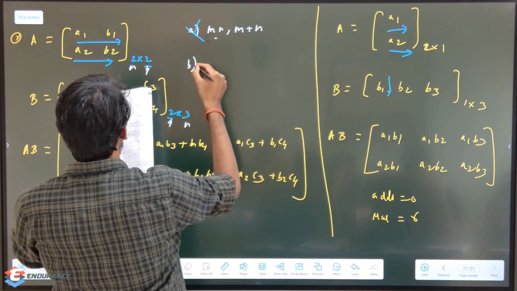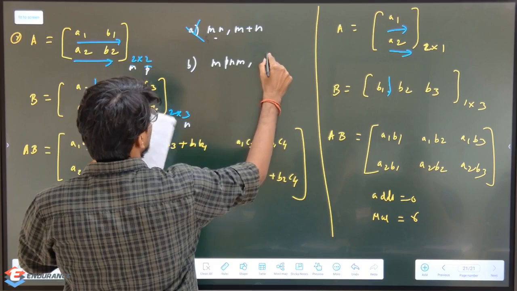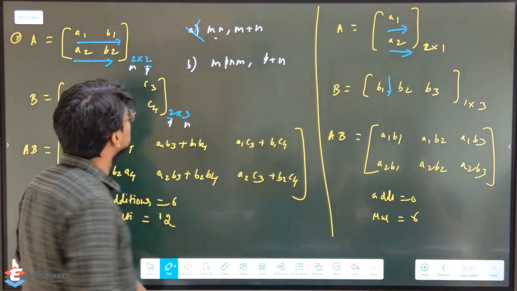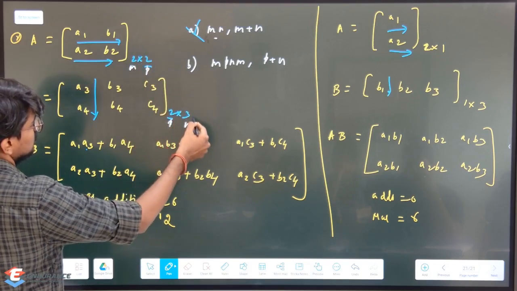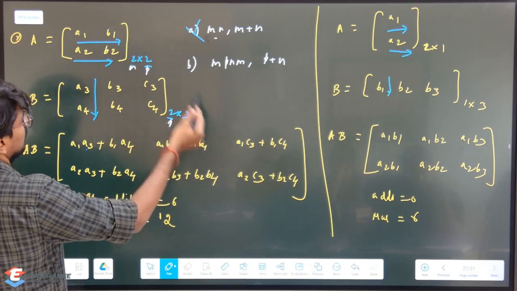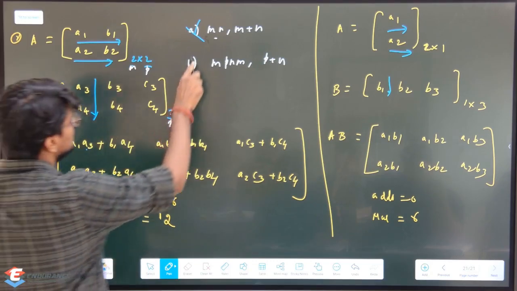Okay, option B: M, P, N, M, comma P plus N. What is M, P, N, M? 2 into 2, 4, 4 into 3, 12, again 12 into 2, 24. But what is our multiplication? 12, so this is also wrong.